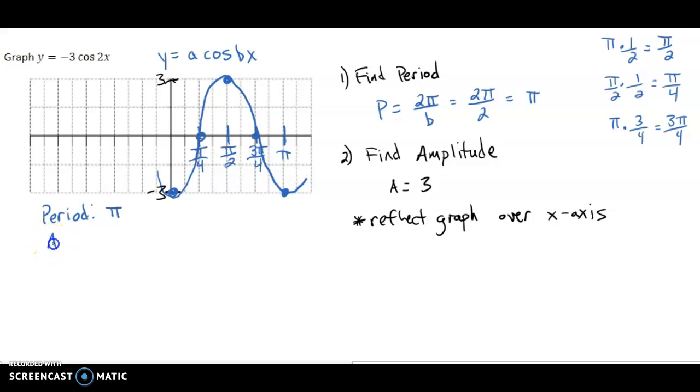Okay, we can go ahead and set our amplitude over here. We forgot to write that down. So that's 3. And then our domain, this graph goes forever. This is just 1 period. It's 1 cycle. It repeats this cycle over and over again. So our domain is all real numbers, and our range goes from -3 to 3. So from low to high is -3 to 3.